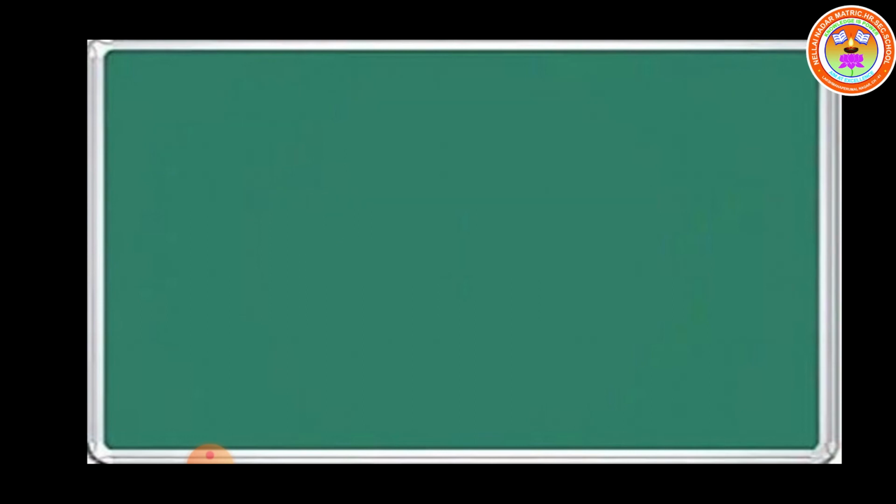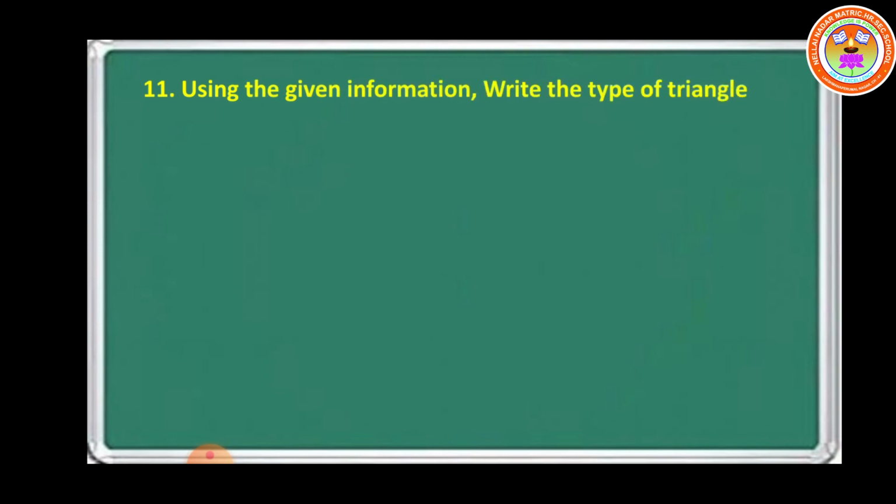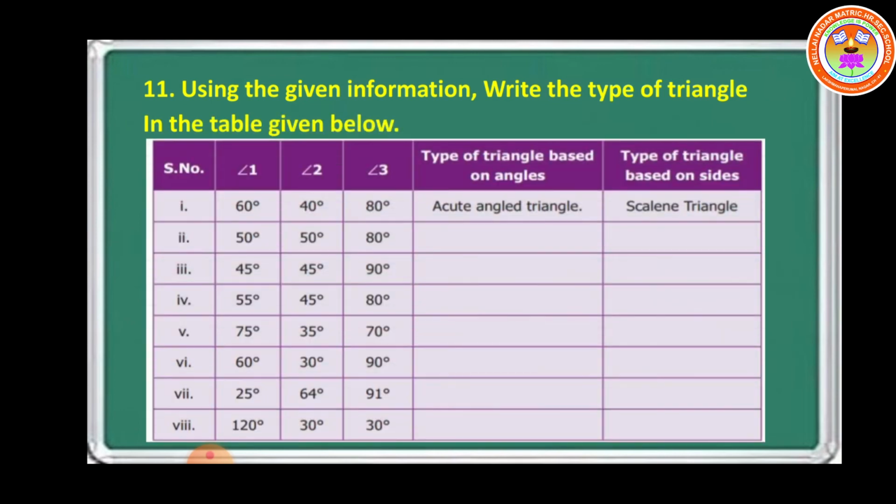Okay, then next one, question number 11. Using the given information, write the type of triangle in the table given below. See the table, see the first subdivision, they have given 3 angles. We have to say the type of triangle based on angles and the type of triangle based on sides. First of all, we will see the first subdivision: 60 degrees, 40 degrees, 80 degrees. All the angles are less than 90 degrees. Therefore, it is an acute angle triangle. All the angles are different. Therefore, it is a scalene triangle.